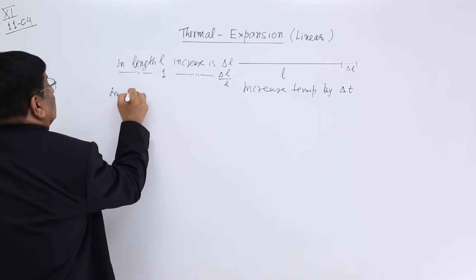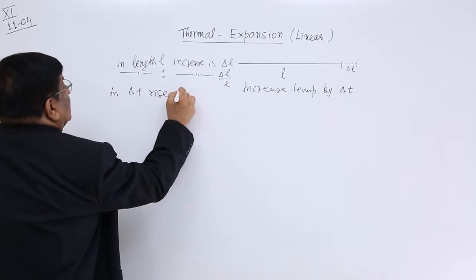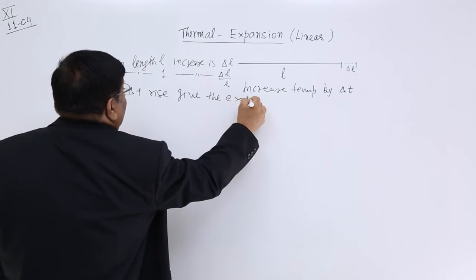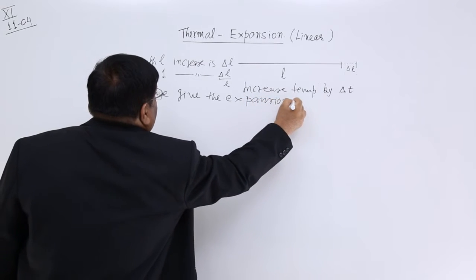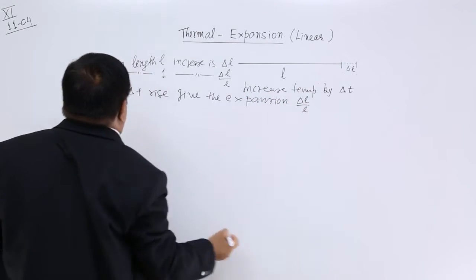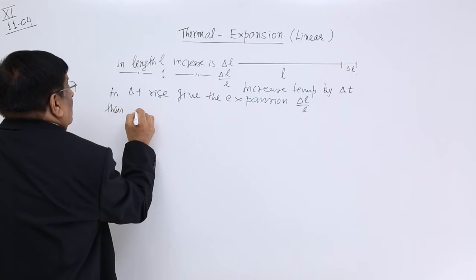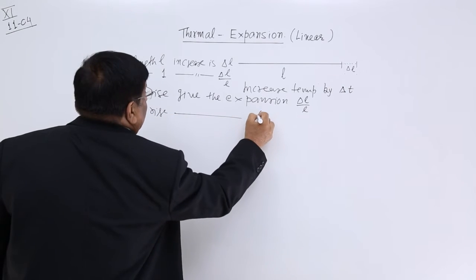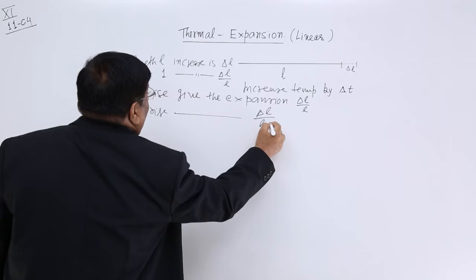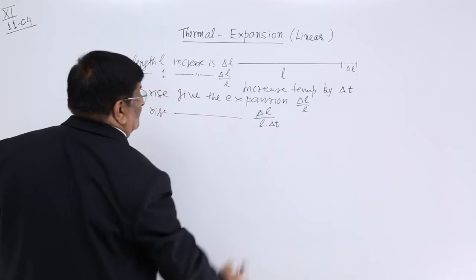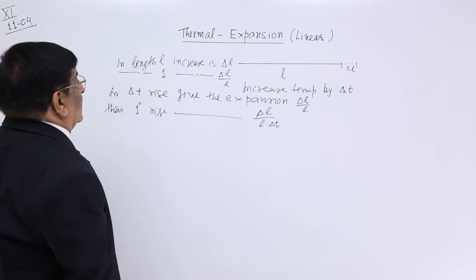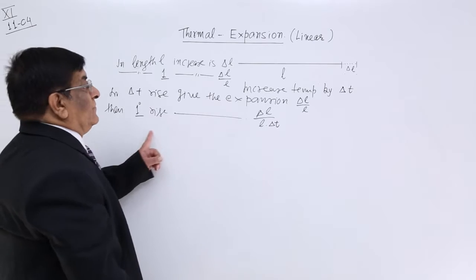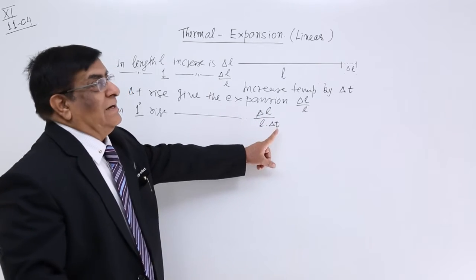In temperature rise, delta T rise gives the expansion. Delta L by L, then for 1 degree rise, gives the expansion delta L upon L into delta T. So for 1 meter, 1 degree rise, the expansion is delta L upon L delta T.